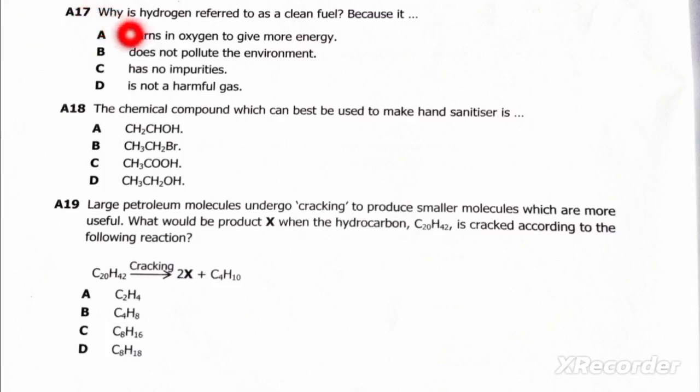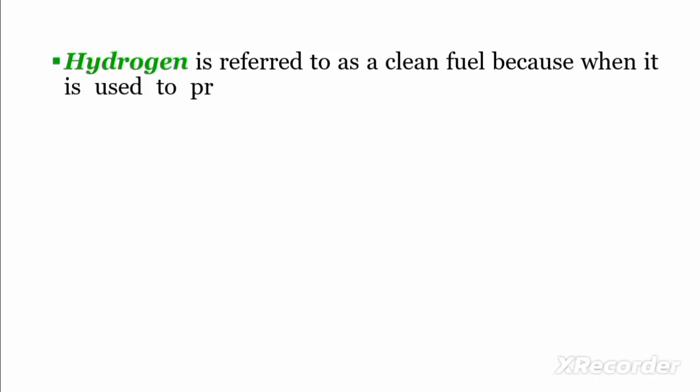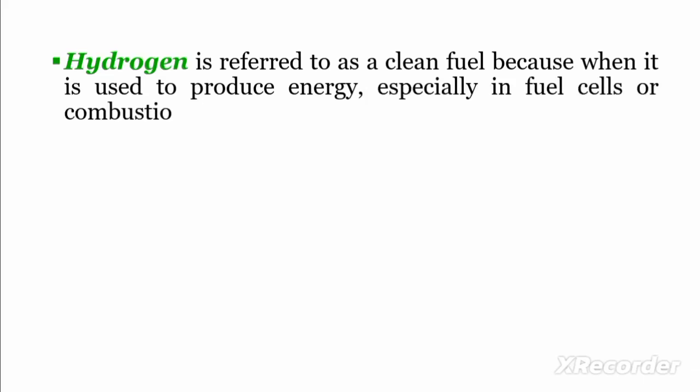Question A17. Why is hydrogen referred to as a clean gas? A, burns in oxygen to give more energy. B, does not pollute the environment. C, has no impurities. D, it is not a harmful gas. So the reason why hydrogen is referred to as a clean fuel is because it doesn't pollute the environment.